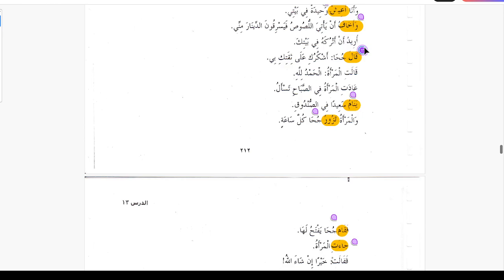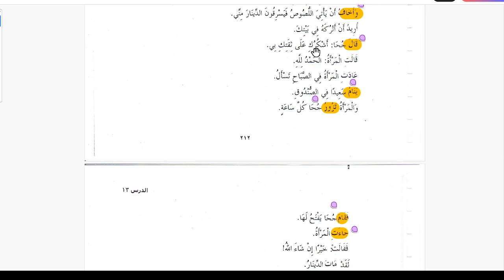Kala juha, kala, so kala is another verb. So kala yakulu, and the three root letters are kaf, waw and lam, and we can see that in the present form of the verb, to say. Kala juha said, ashkuru ki ala sikati ki bi. I thank you for your trust in me. Sikatika, for your trust in me. Shakara yashkuru, huwa yashkuru, anta tashkuru, ana ashkuru, nahnu nashkuru. So this is ana ashkuru.